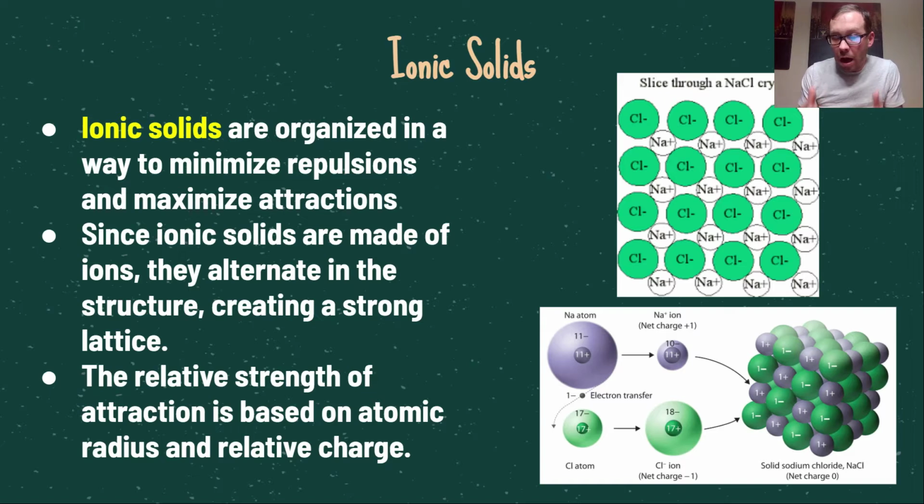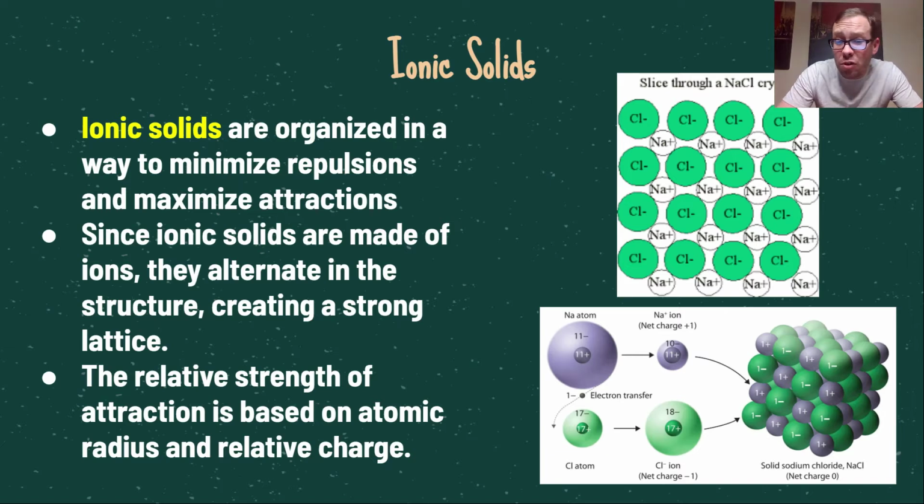If two ions of a negative charge, such as two chlorines, were next to each other, they would repel one another. But what the structure does is it organizes itself in a way that maximizes those attractions and prevents those repulsions from happening. Now, ionic solids are made of ions, and they alternate in their structure, creating what's called a lattice structure. So you see how they alternate: chlorine, sodium, chlorine, sodium, chlorine, sodium in this lattice type structure. They're very, very strong, held together with a variety of strong attractions.